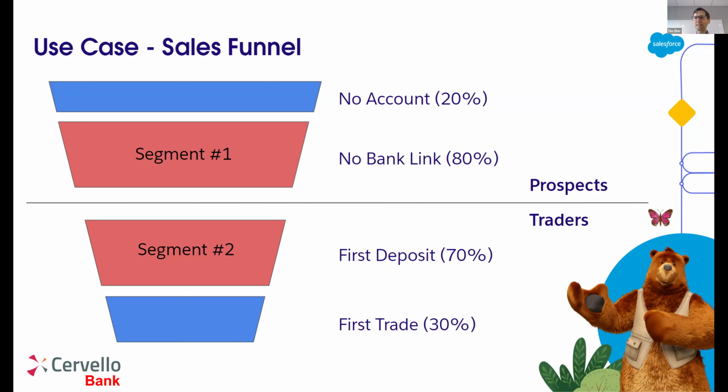So what we want to do is identify segments in Data Cloud of those people who've created an account but haven't linked their bank, so that we can pull them into a journey and send them email communications to try to get them to cross that bridge and link their bank so they can become traders.